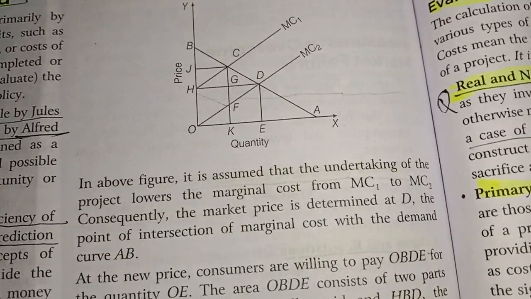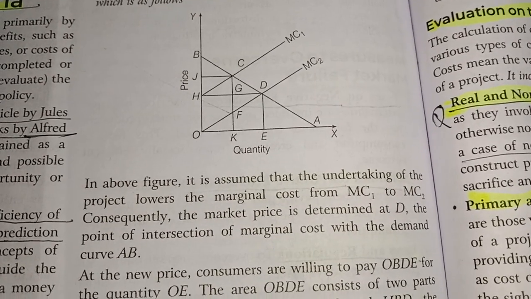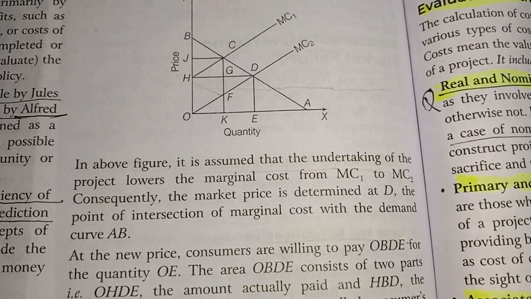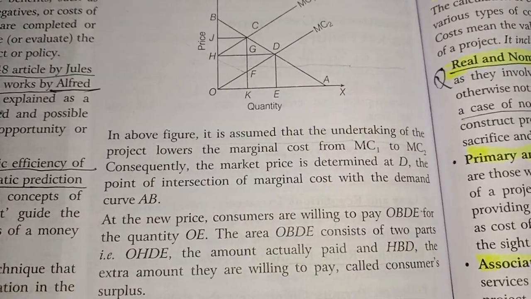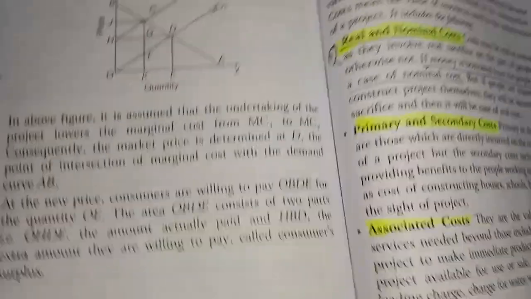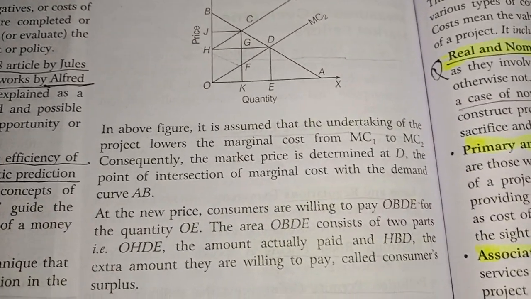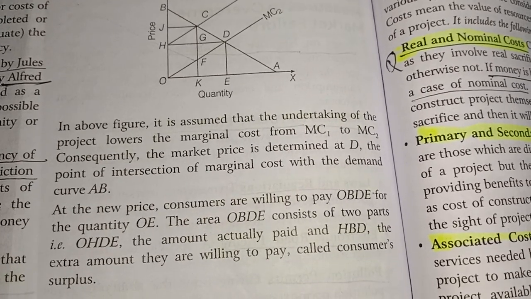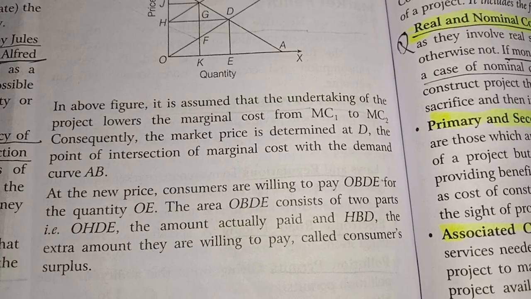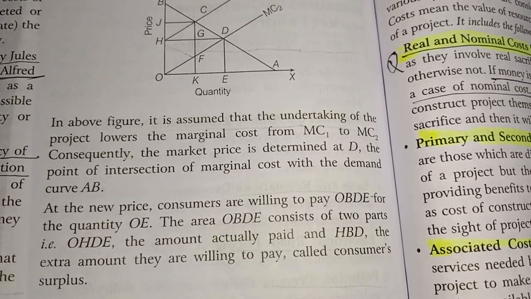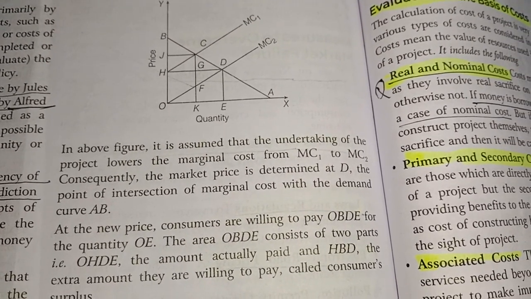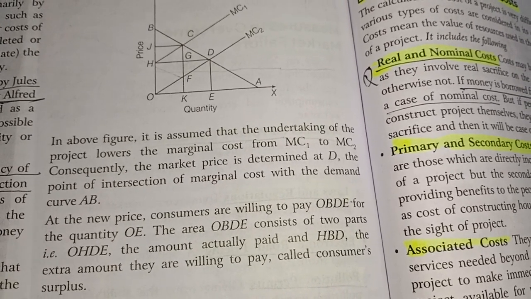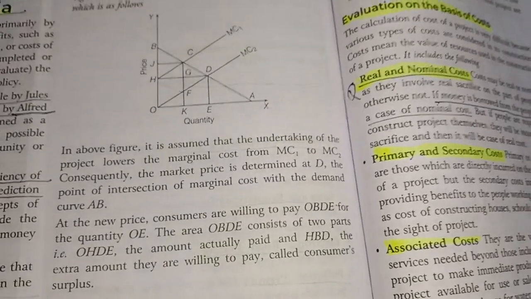In the above figure, it is assumed that the undertaking of the project lowers the marginal cost from MC1 to MC2. Consequently, the market price is determined at D, the point of intersection of marginal cost with the demand curve AB. At the new price, consumers are willing to pay OBDE for the quantity OE. The area OBDE consists of two parts: OHDE, the amount actually paid, and HBD, the extra amount they are willing to pay, called consumer surplus.